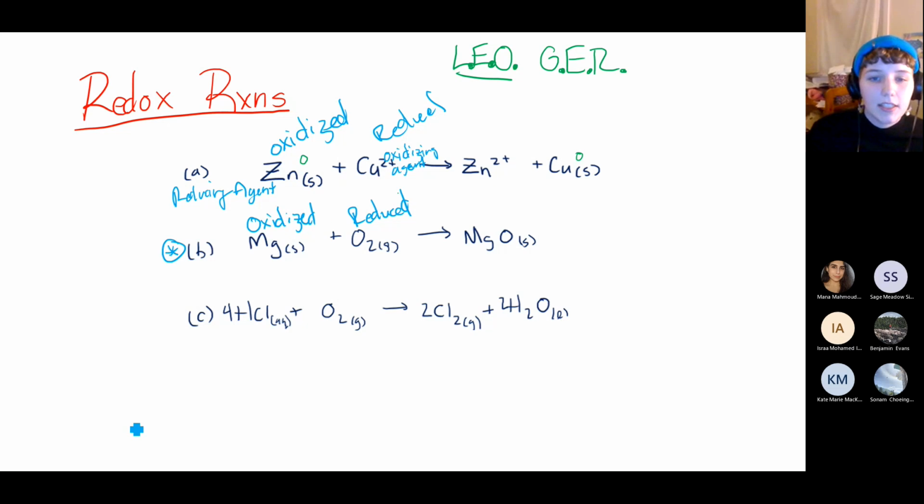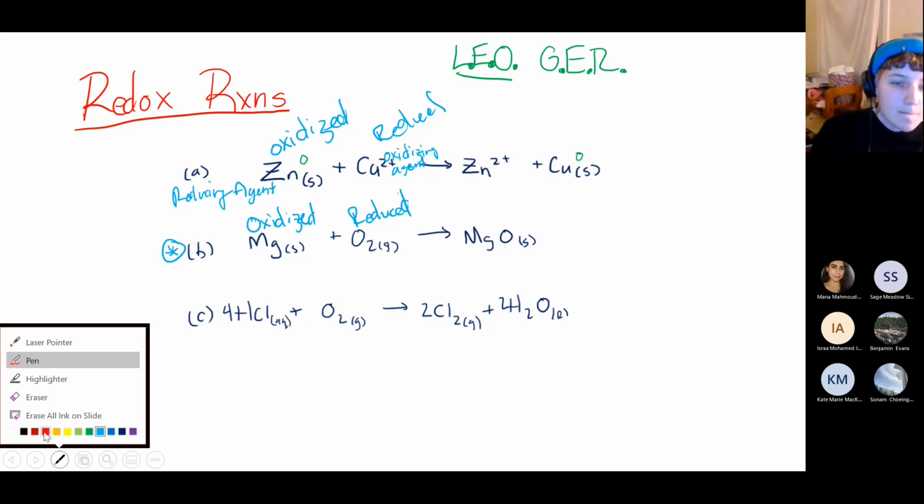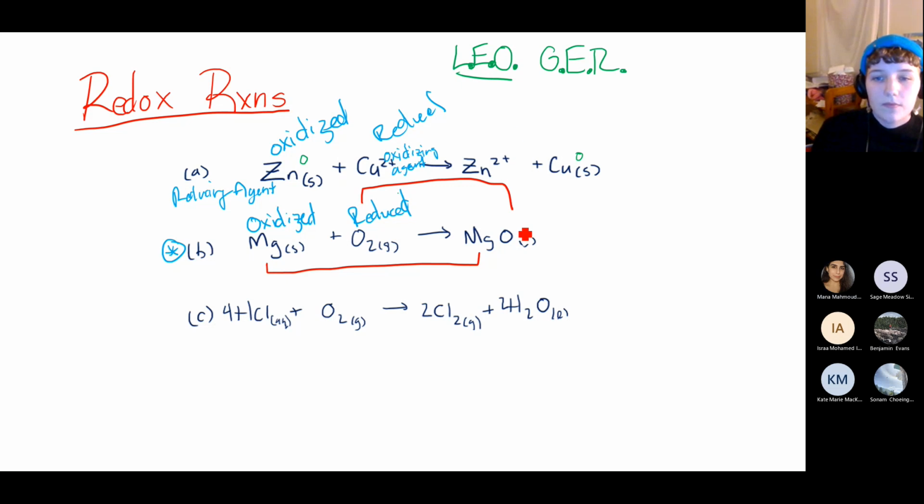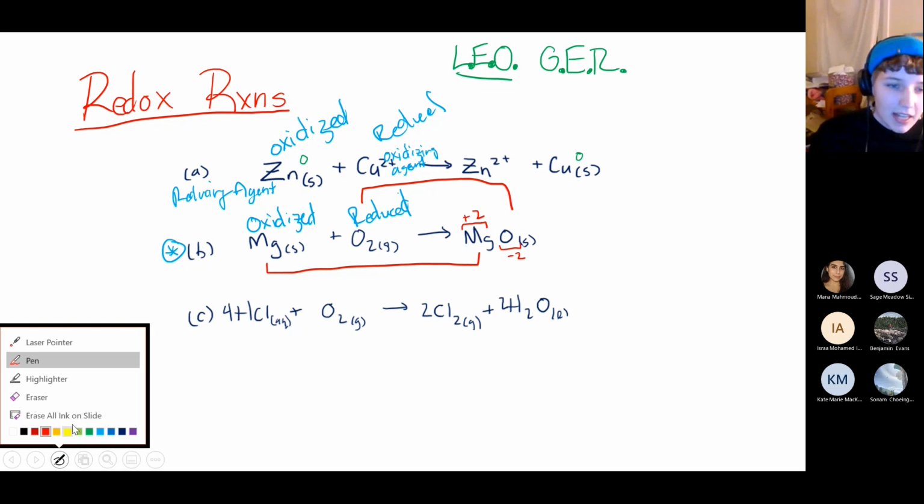Great. How did you know that? Because both of them have an oxidation state of 0 first. And then O has a -2 when it's in MgO. And Mg has a +2 because that's like the priority in the rules. Exactly. Perfect. Yeah, great.